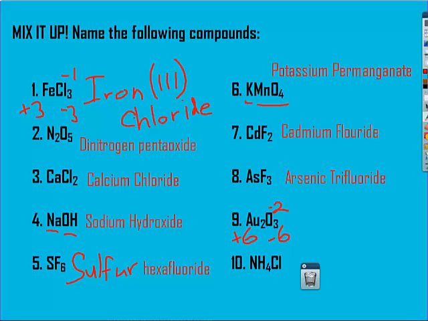Okay, Au2 is +6. But I have 2 Au's, as you can see. So let's just look at this part right here. I have 2 Au's, and in total they're both +6. So that means each one has to be +3. If you don't get this, call me over and I'll come explain it a little bit more to you. So this will be gold, 3, oxide. Okay.